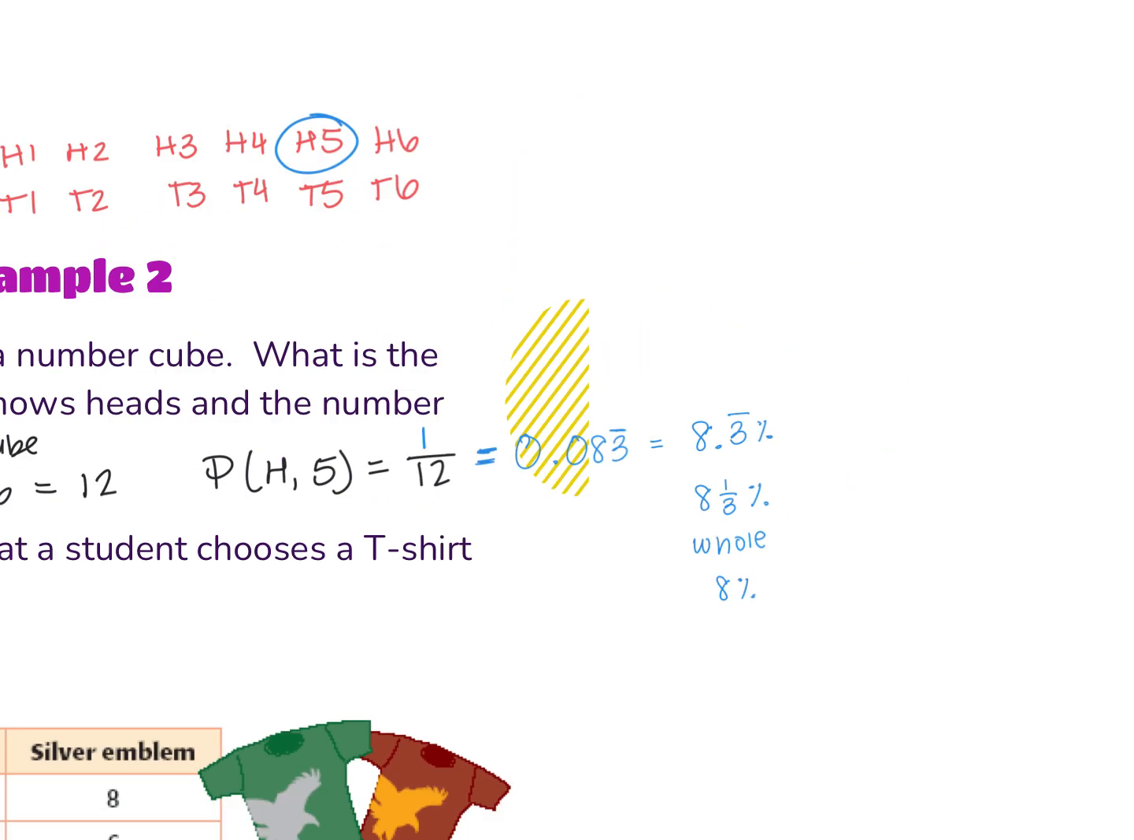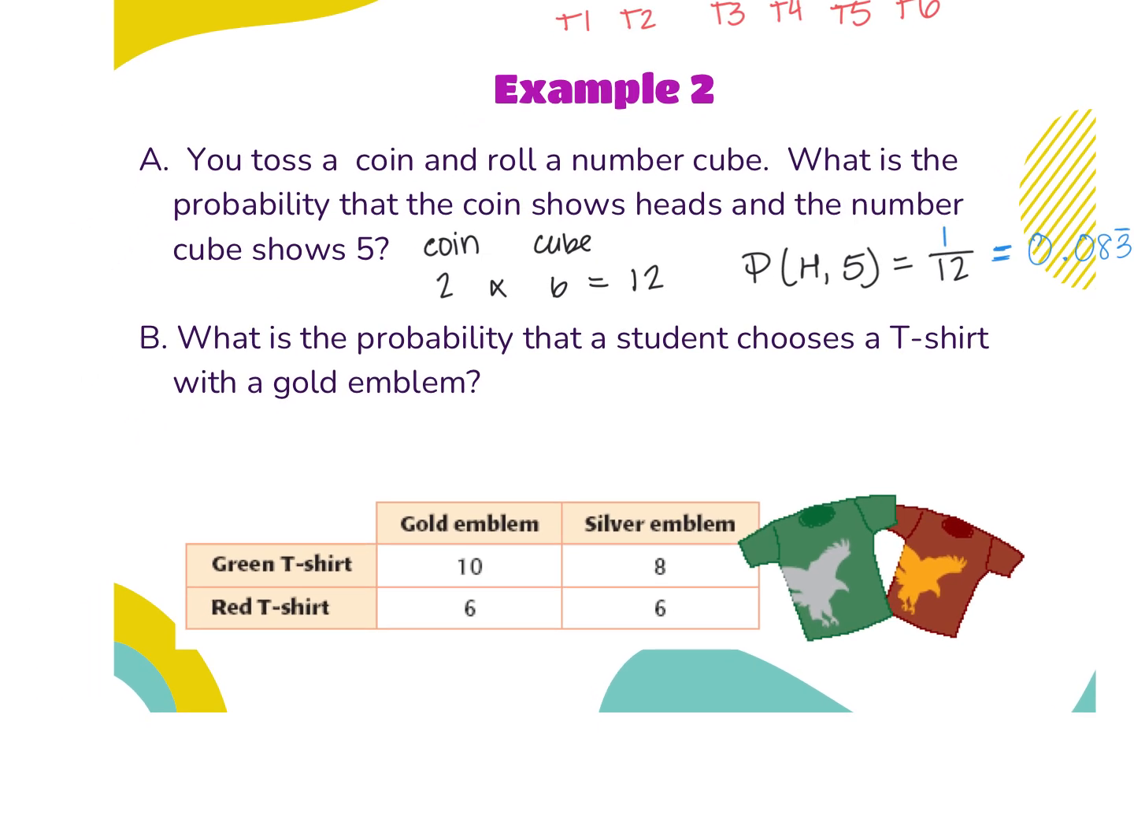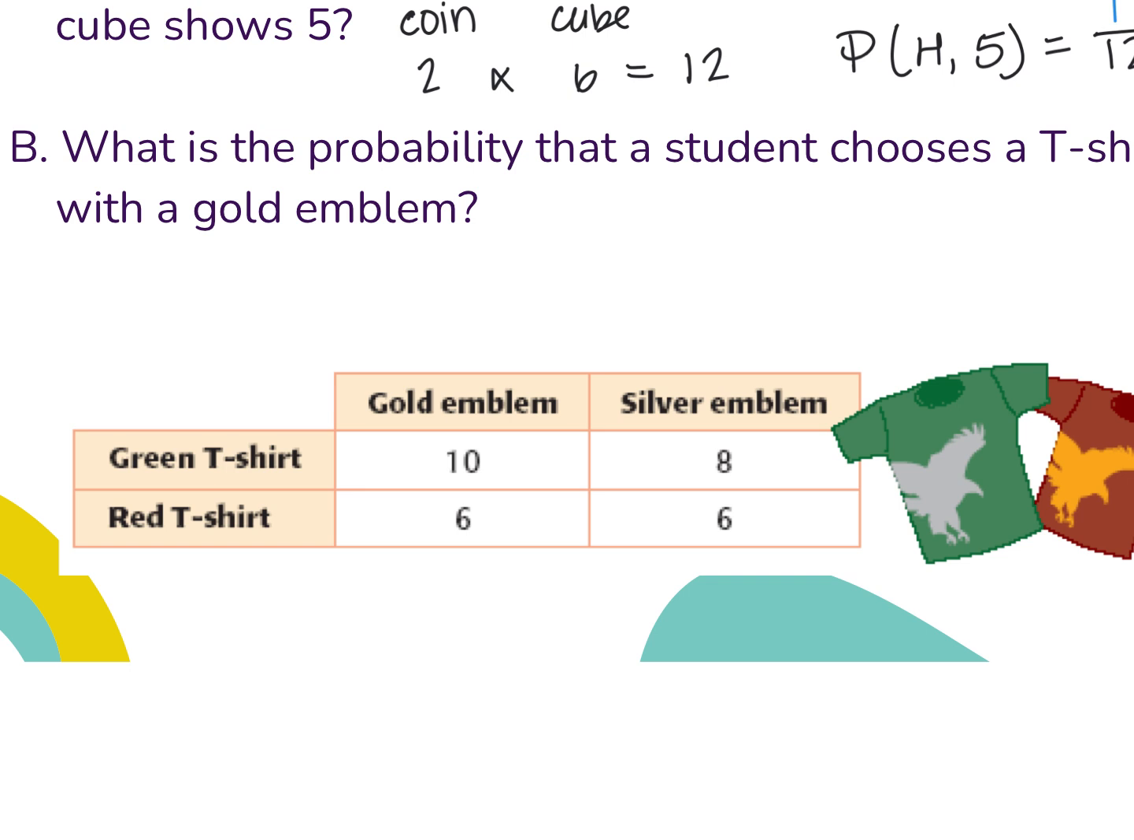Looking at the next question, it says, what is the probability that a student chooses a t-shirt with a gold emblem? So I need to determine how many of these t-shirts have a gold emblem. 16. Okay, that's what I have up top. How many total shirts did I have? I'm going to have to add these. What's 16 plus 14? It's going to give me 30.